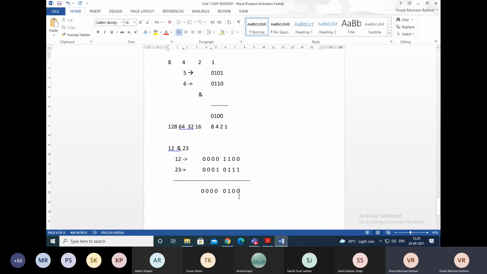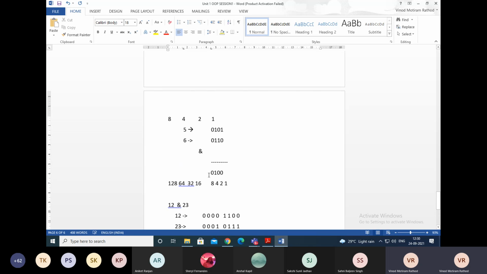Sir, shouldn't the addition start from right to left? It can go either way, because it may affect the result when you are doing addition. Addition we perform from right to left, yes or no. Whenever we are doing addition or subtraction, we should move from right to left. But whenever we are doing ANDing, ORing, XOR, that doesn't matter, because here we don't have any concept of carry or borrow.